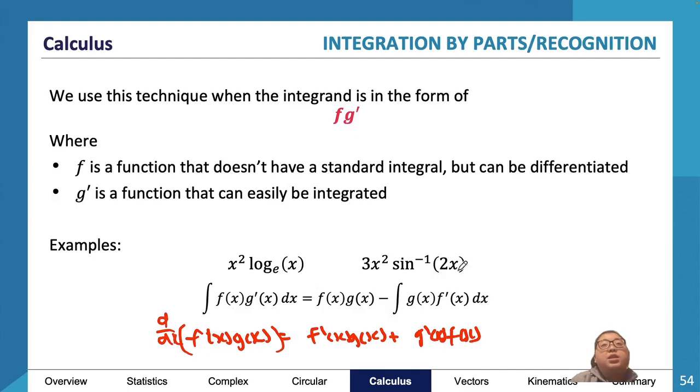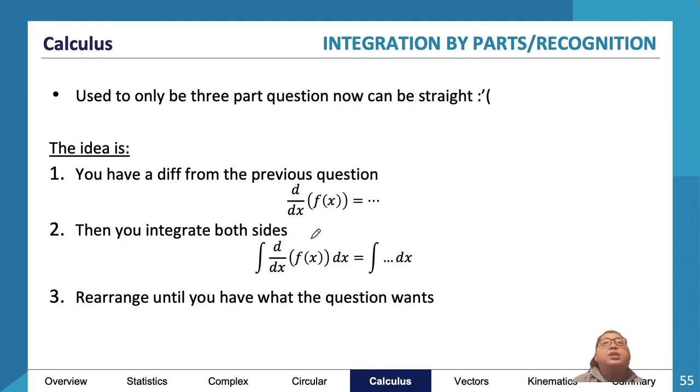Examples of this are things like x squared times log x, or 3x squared times sine inverse of 2x. They're often functions which look quite complicated and combine together. The key steps here: you'll have questions which differentiate from the previous question. So there are kind of two types of questions here.